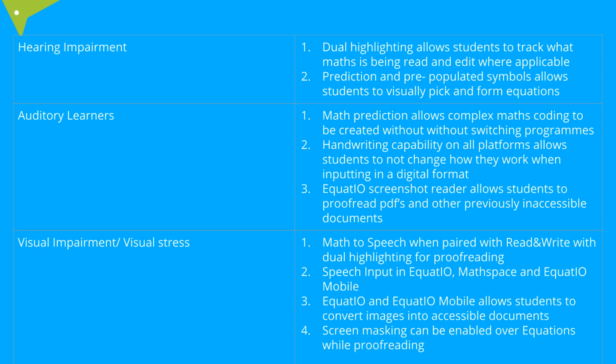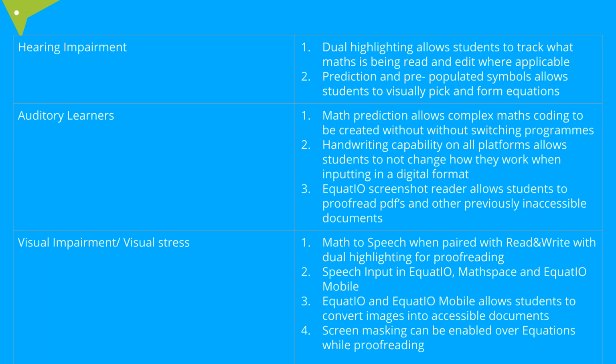two separate products. And then for any auditory learners who do prefer to have the equations proofread, they can have that read aloud again, and they can use a screenshot reader as well to proofread any inaccessible documents. So they can hear everything, and a lot of the time once they hear it, they'll maybe realize their mistakes or pick out some mistakes, and then they'll be able to edit that really easily with EquatIO. And then of course there is anyone with visual impairment or visual stress.